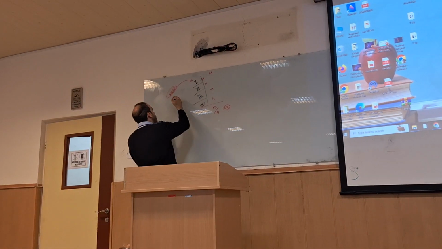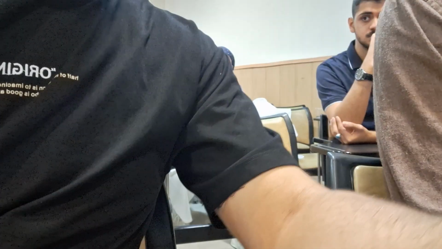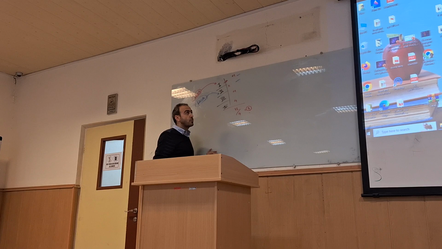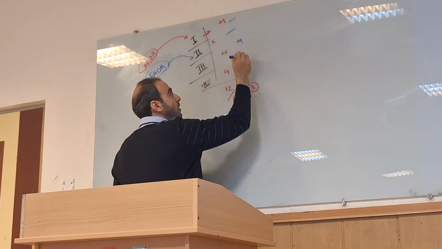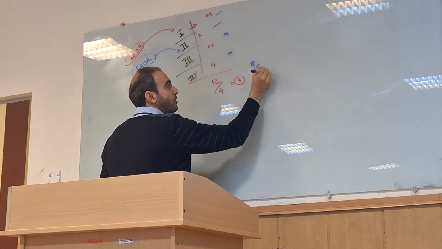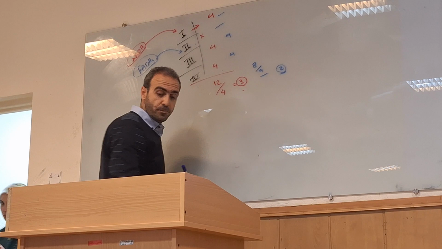Related to FADH. FADH gives its electron to complex number 2. We don't have complex number 1 pumping proton, and complex number 2 also doesn't pump a proton. So we have just 3 and 4. How many? 8. Divided by 4? 2. So FADH is equal to 2.